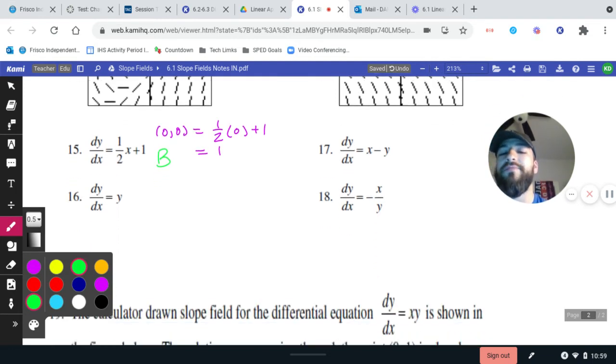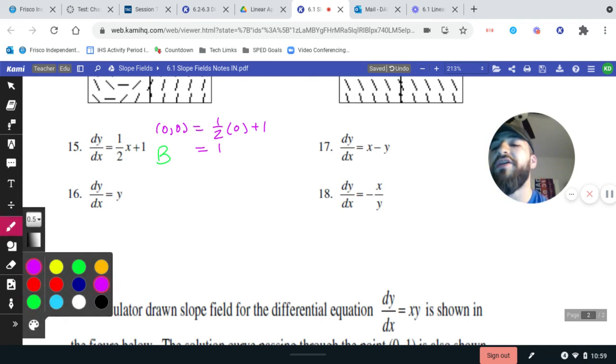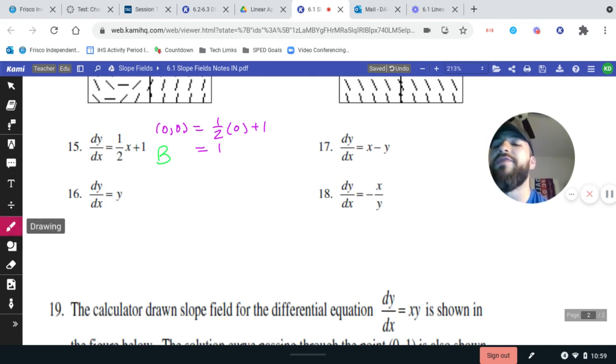Nice and easy. Okay, let's look at 16. So 16, I'm going to plug in 0, 0.